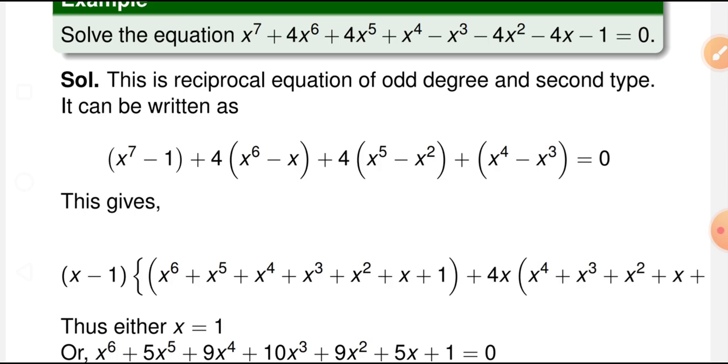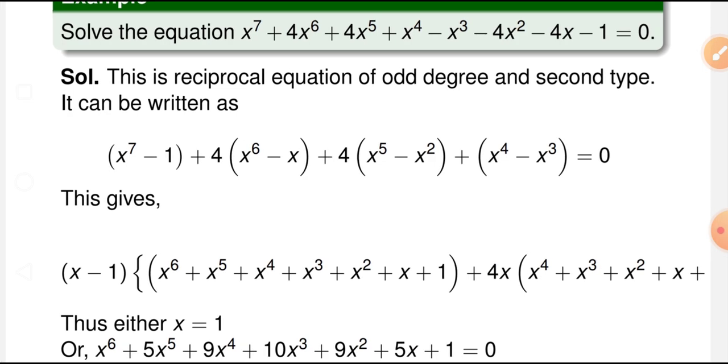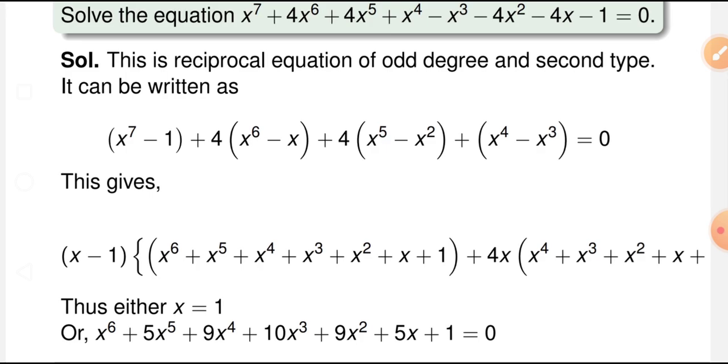So this equation can be written as x power 7 minus 1, plus 4 into x power 6 minus x, plus 4 into x power 5 minus x square, plus x power 4 minus x cube equal to 0. So we combine two terms, we will get this equation. So this equation has a factor x minus 1. So x is equal to 1 is a root of the given equation, one root.